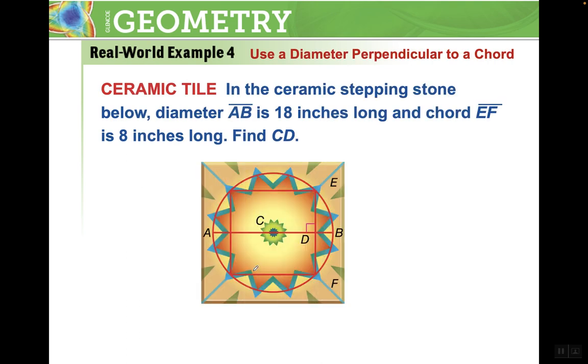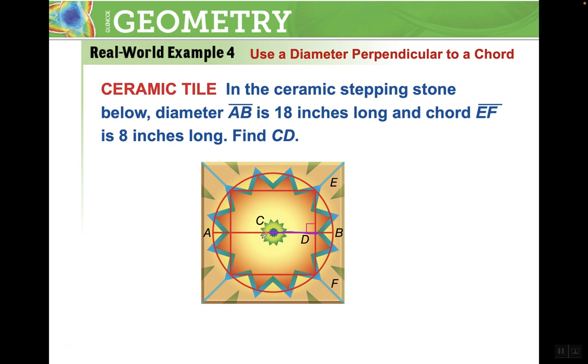All right, this is where it gets a little tricky. So it says in the ceramic stepping stone below, diameter AB is 18 inches long, and chord EF, it's right here, is 8 inches long. So we have to find CD. So we're finding from the center to here. I should use different colors, but I don't know if anything will show up.